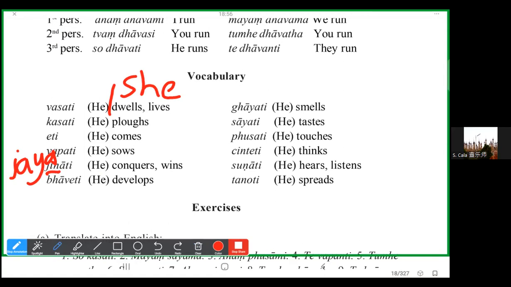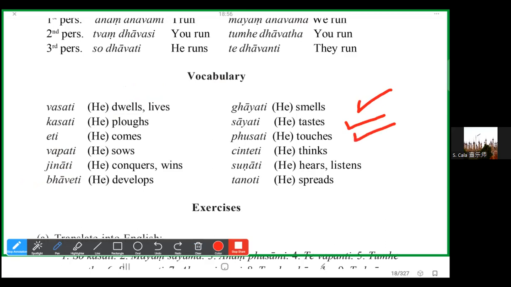Baweti. This one we already analyzed last week. Gayati. This is a new one. So basically today you learn this one. Gayati, sayati, pusati. Now out of the 5 senses, we already got 1, 2, 3 senses. This is also another sense. All right. So 5, 6 doors.